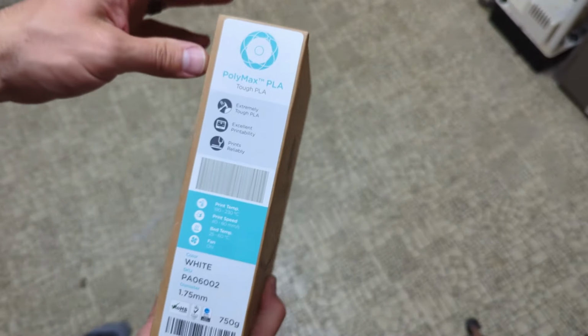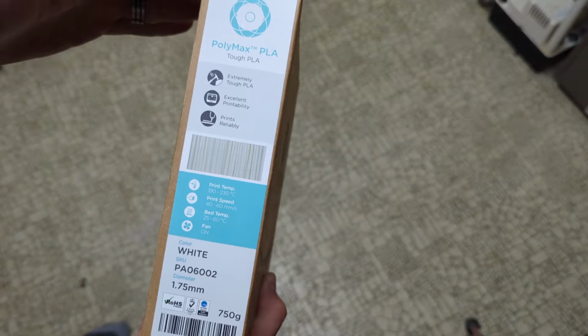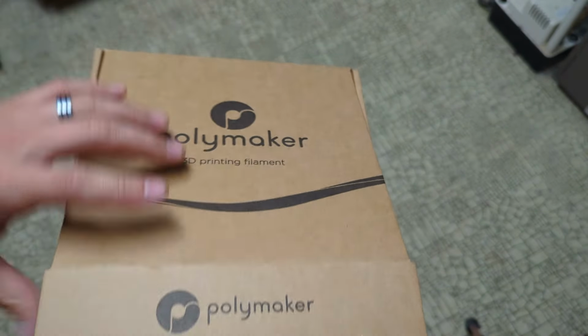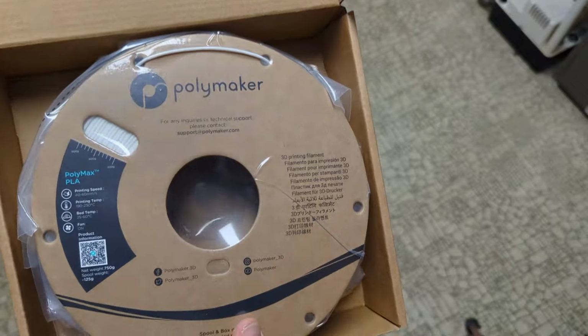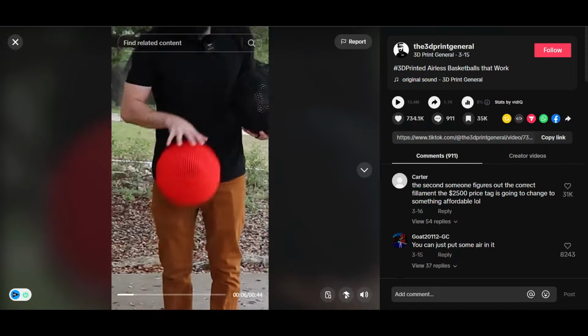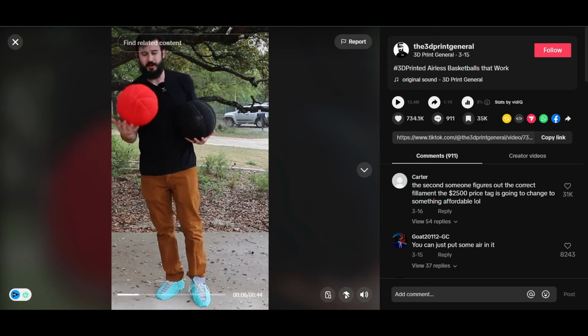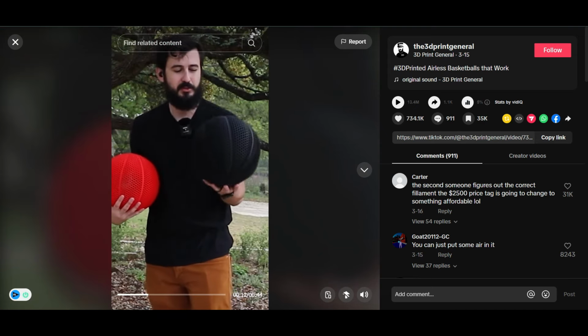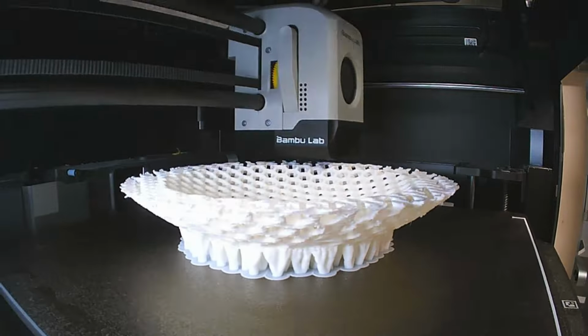I decided to try and make an airless basketball out of the Polymax PLA filament by Polymaker. The reason I decided to go with this filament is because if you've seen any of the TikTok videos by the 3D Print General, he actually had some fairly good success with this Polymax PLA filament, so I thought I would give it a try with the model that I made for the airless basketballs.